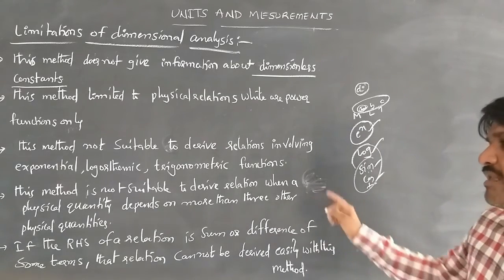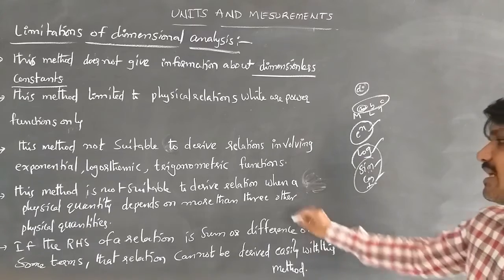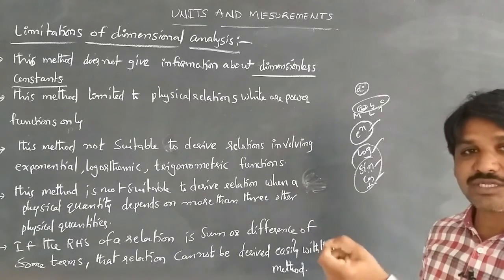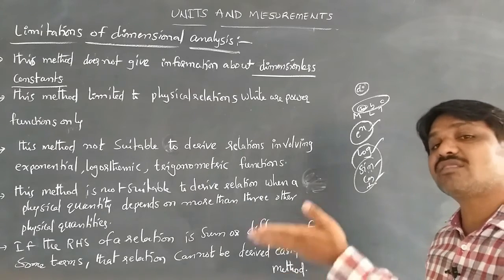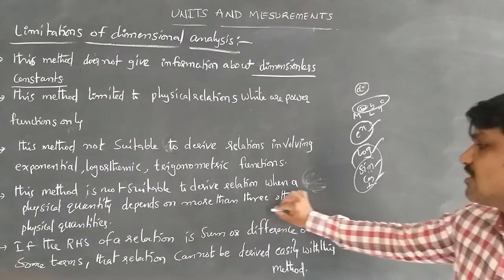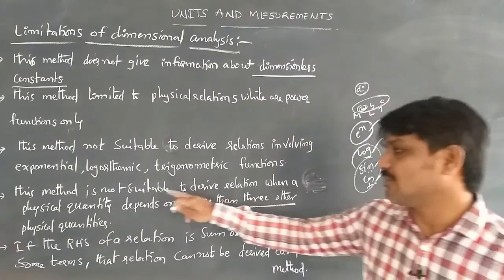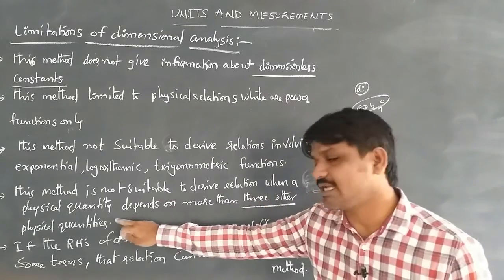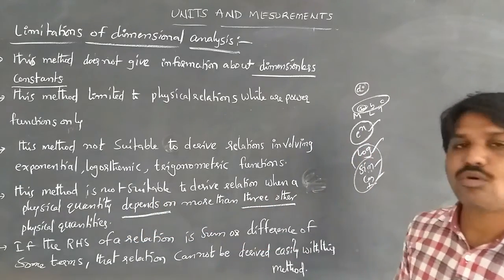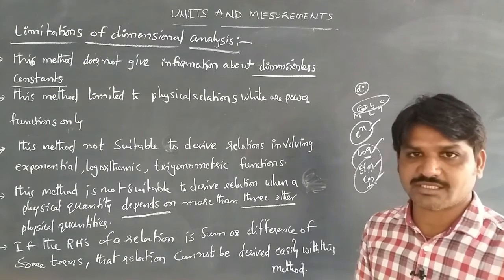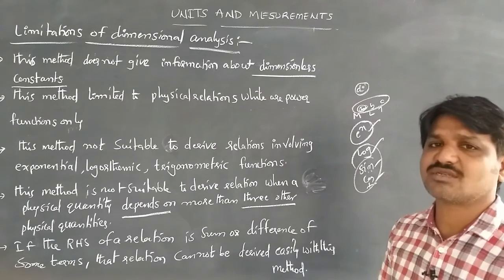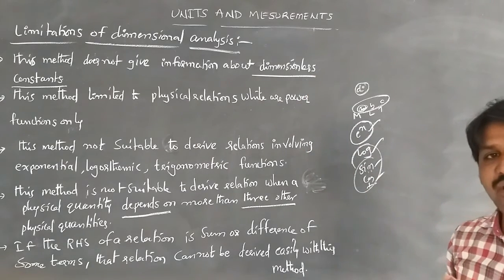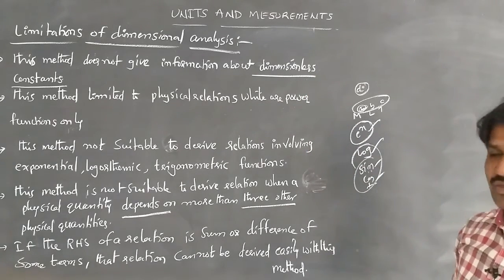The next one is this method is not suitable to derive a relation when a physical quantity depends on more than 3 other physical quantities. If one physical quantity depends on more than 3 physical quantities, by using the dimensional analysis method we cannot express the physical quantity relation.